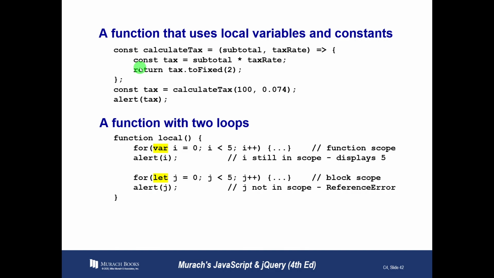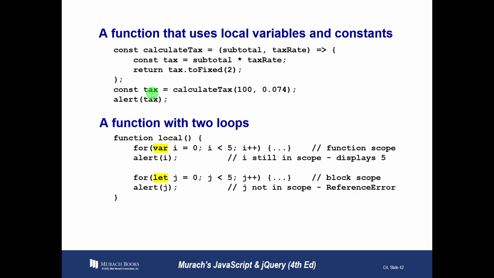This is a much better way because it limits the scope of these variables. These variables and these constants only exist within this function. They don't exist anywhere else. We pass the value back and we can store it in a variable called tax out here that has no relationship at all to the tax that is inside here.